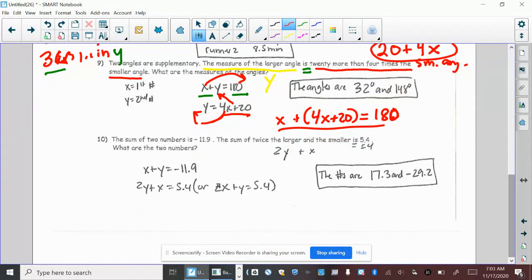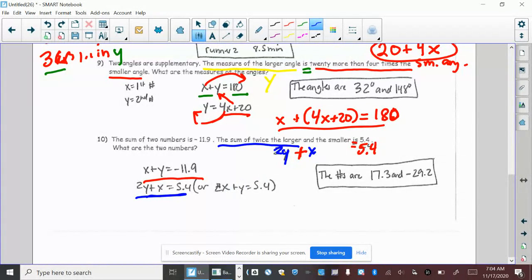All right, so number 10 is very similar. The sum of two numbers is negative 11.9. This is one where you probably want to use Polysolve. And then for the second equation, the sum of twice the larger and the smaller is, so I've underlined this in color, 5.4. So that's the right side. Now turn the left side into an expression. The sum, that just means add, of twice the larger. Generally I treat X as smaller, Y is bigger because X comes before Y in the alphabet. The sum of twice the larger, that's 2Y, and the smaller, which is just your X, equals 5.4.